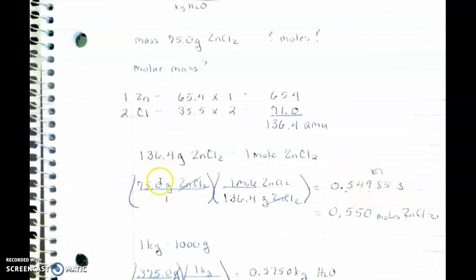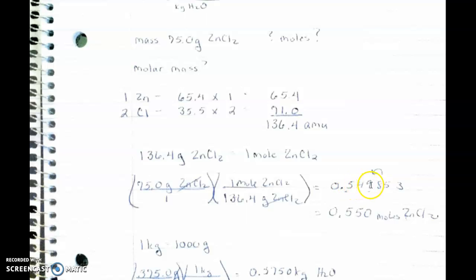So then we have to look back at our numbers. There are 3 significant figures here. There are 4 significant figures here. So we know when we multiply or divide, our answer must have the same number of significant figures as the number with the least significant figures. So that's 3.